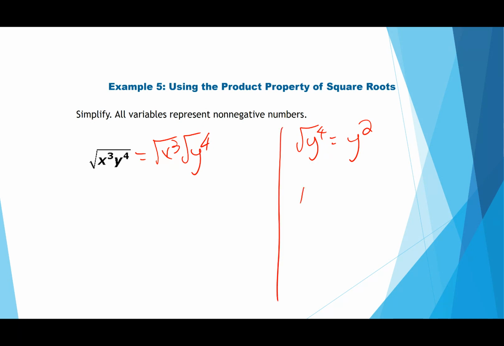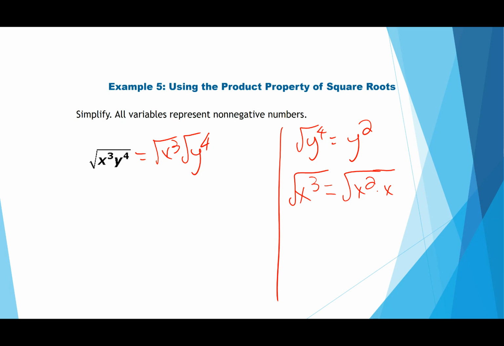But let me simplify the x to the third part. So this is a little bit different. How odd numbers work is you just take the biggest even number that's before your odd number. So in this case, x to the third, the biggest even number before 3 is 2. And separate that from that odd x. So this is x to the third: x squared times x. It's still technically x to the third.